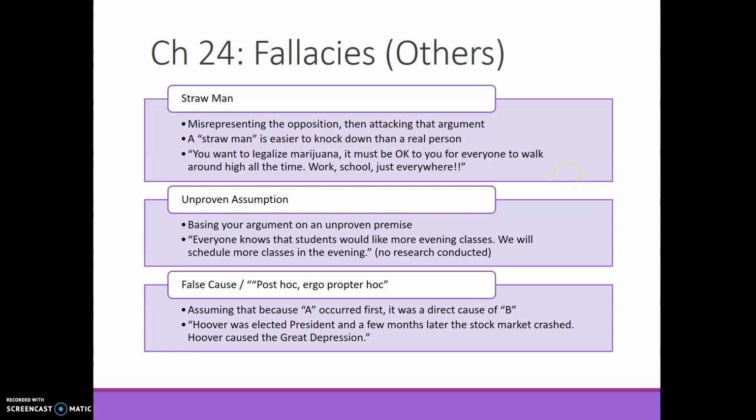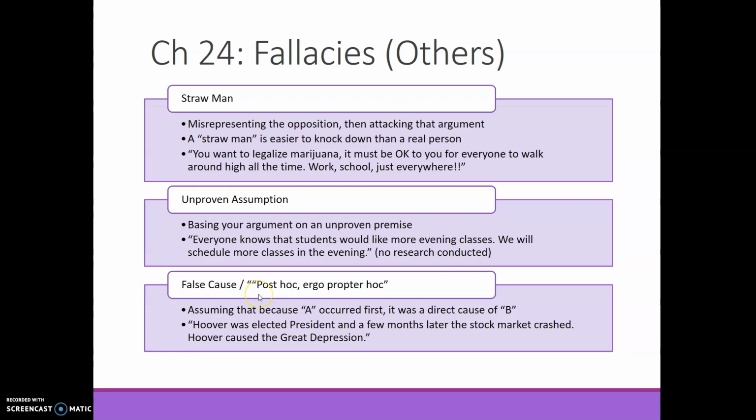So it's taking something somebody said, like maybe the person said you should legalize medical marijuana, and you're rephrasing what that person has said so that you can attack it more effectively, but you're misrepresenting what they meant by what they said. Then there's unproven assumption, which is basing your argument on an unproven premise. So, everyone knows that students would like more evening classes. We will schedule more classes in the evening with no research being conducted. That's just your own personal opinion.